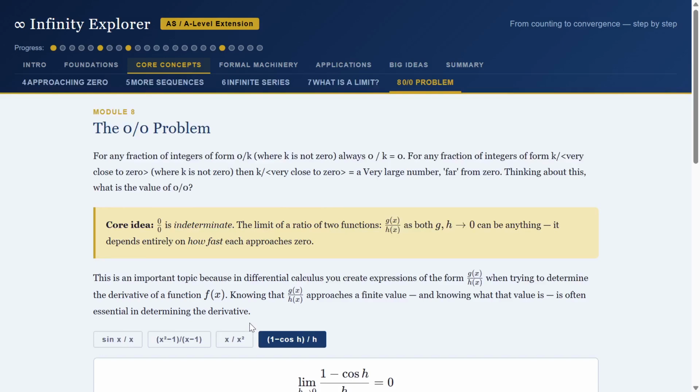So after this introduction, we'll go into more formal mathematics of limits.